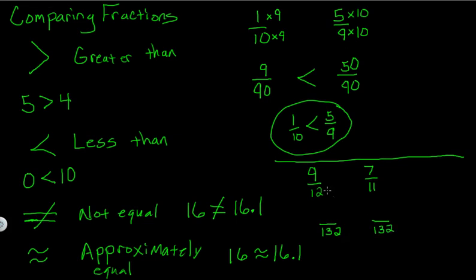So 132. Again, what did I multiply 12 by to turn it into 132? I multiplied it by 11. So likewise, I have to multiply 9 by 11 to get 99. So we get 99/132nds is equivalent to 9/12. And likewise, what did I do to 11 to turn it into 132? I multiplied it by 12. So as above, so below, I also need to multiply 7 by 12, and that gives me 84. So 84/132nds. Now we can compare numerators. Since 99 is greater than 84, we can say that 99/132nds is greater than 84/132nds. So therefore, 9/12 is greater than 7/11.